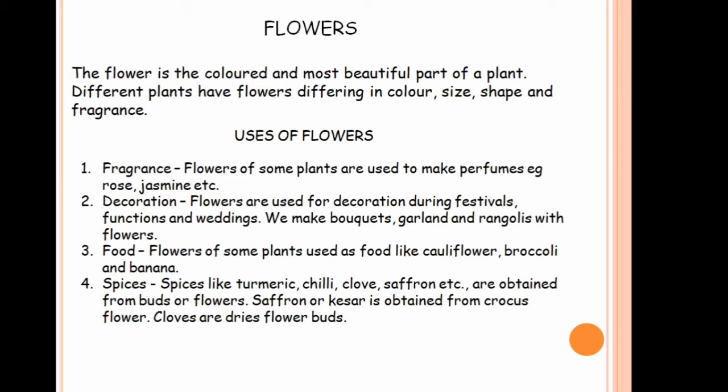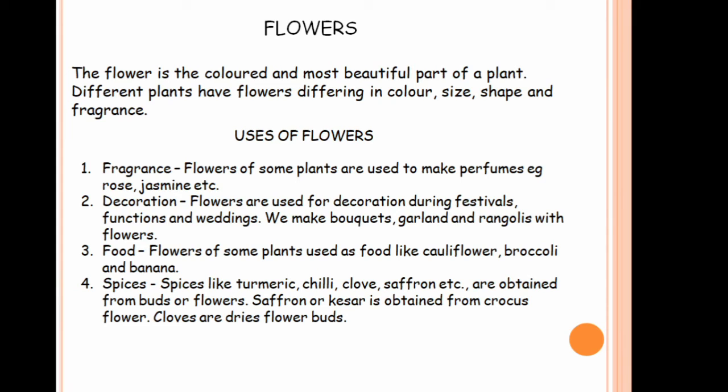Flowers. The flower is the colored and most beautiful part of a plant. Different plants have flowers differing in color, size, shape, and fragrance. Uses of flowers. Fragrance. Flowers of some plants are used to make perfumes. Example, rose, jasmine, etc. Decoration. Flowers are used for decoration during festivals, functions, and weddings. We make bouquets, garlands, and rangolis with flowers.